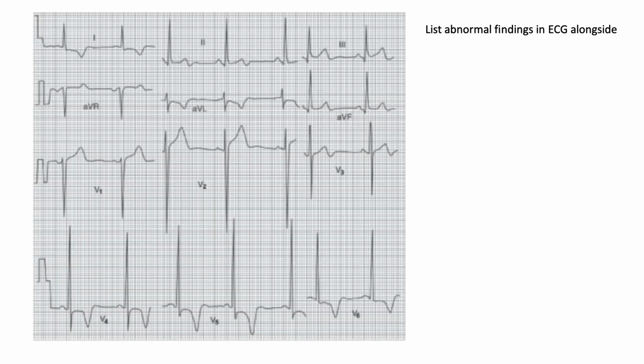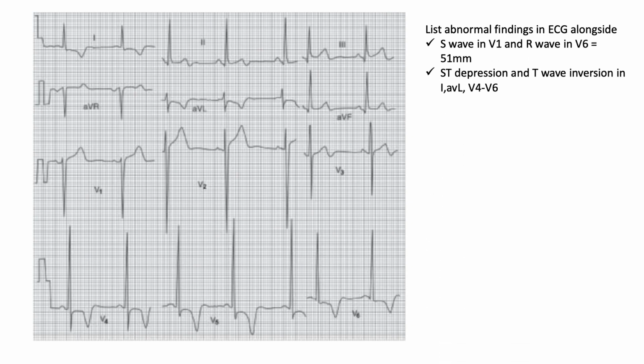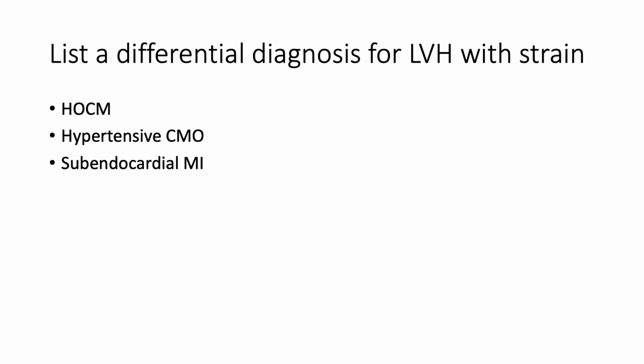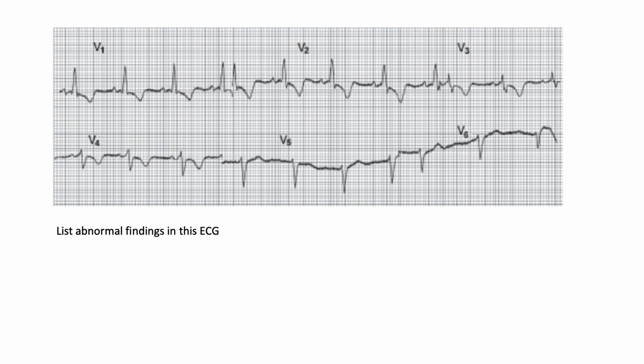What's happening here? According to the Cornell index, we end up with left ventricular hypertrophy again: S wave in V1 plus the R wave in V6. But we also have T wave inversion in I, aVL, V4 to V6. This is what we call left ventricular hypertrophy with a strain pattern. That poor left ventricle is just so thick that it's getting strained. And the common causes are hypertensive cardiomyopathy, HOCM, and subendocardial MI.